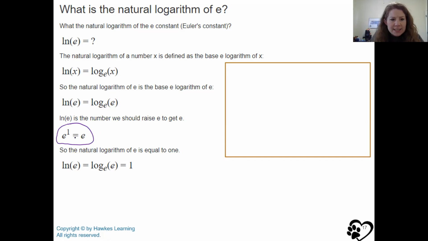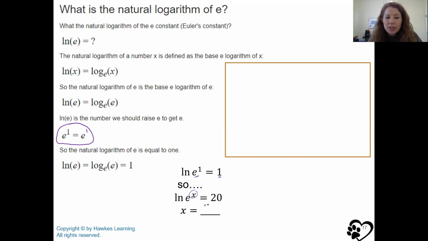E to the first power is e. The ln of e is always equal to 1. You have an ln button on your calculator. So what does that mean? The ln of e to what power do you think would equal 20? What would x equal? Well, x would equal 20.